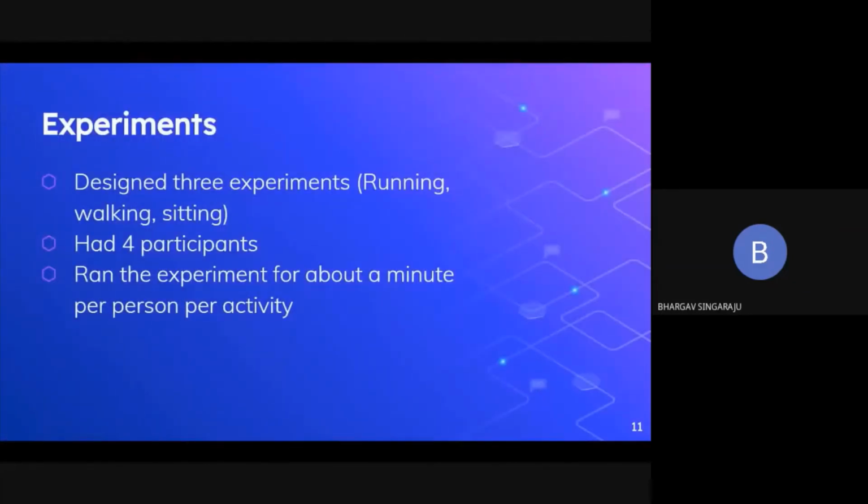So over the course of the summer, I conducted 3 experiments: running, walking, and sitting. And each of these experiments had 4 participants. And what we did was we had these participants do the specific activities between the receiver and the transmitter.